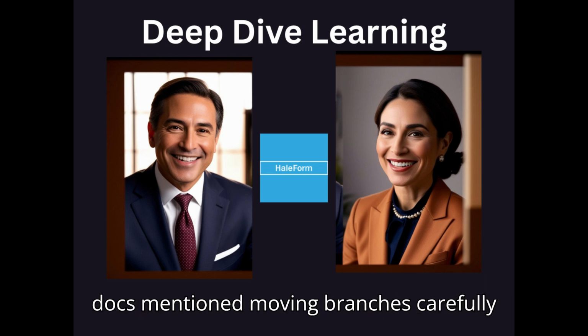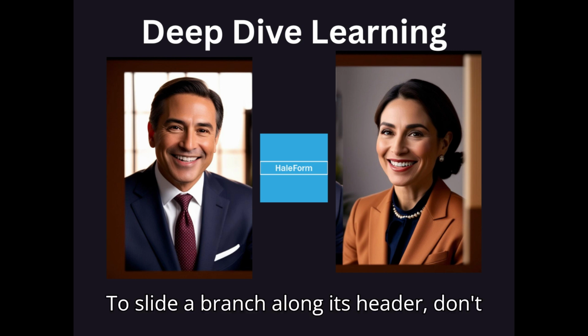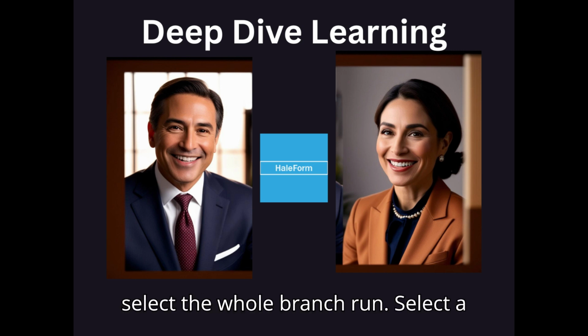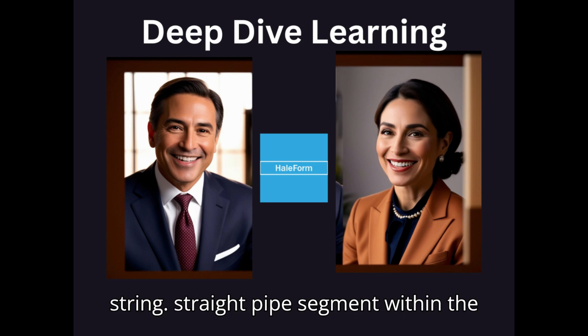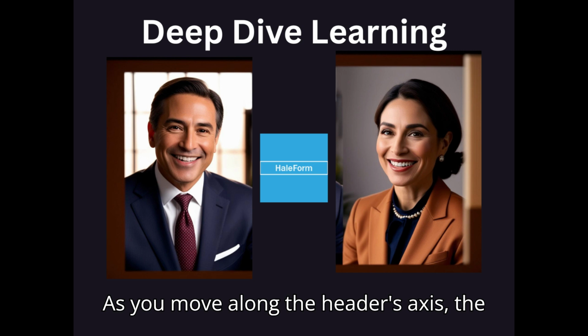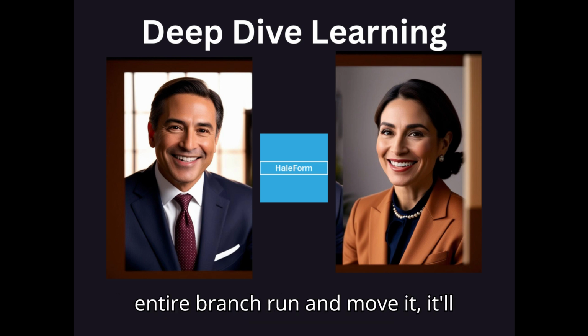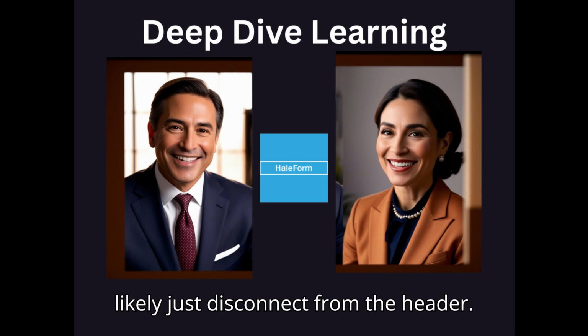The docs mentioned moving branches carefully to keep them on the header. That's right. To slide a branch along its header, don't select the whole branch run. Select a straight pipe segment within the branch run. Then use the move command. As you move along the header's axis, the branch should follow. If you select the entire branch run and move it, it'll likely just disconnect from the header.